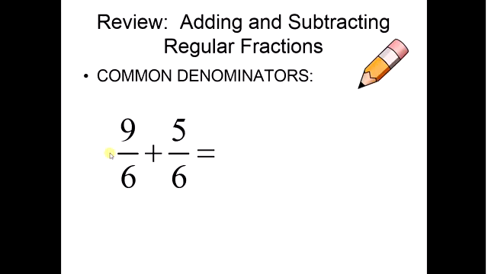So, let's review. When you have a common denominator, that's all we're going to look at today, common denominators. If you have a common denominator, you're just going to add the numerators and keep the denominator. So 9 plus 5, well, that's 14. Keep the denominator, 6. But now, don't forget, always want to simplify. So 14 over 6, that is 7 over 3. Nice and simple. Make sure you simplify, all right?